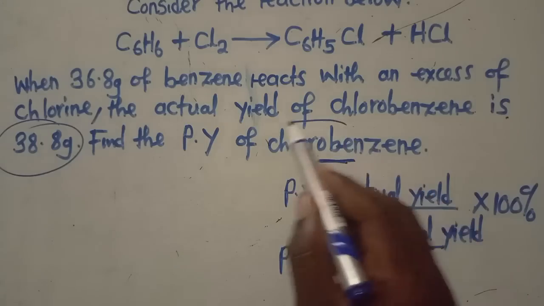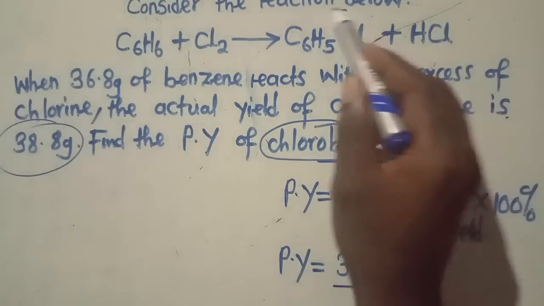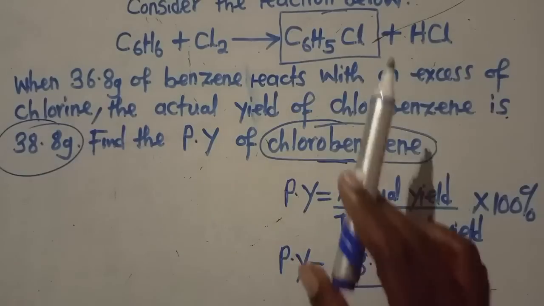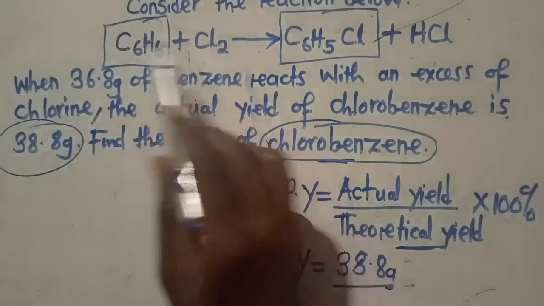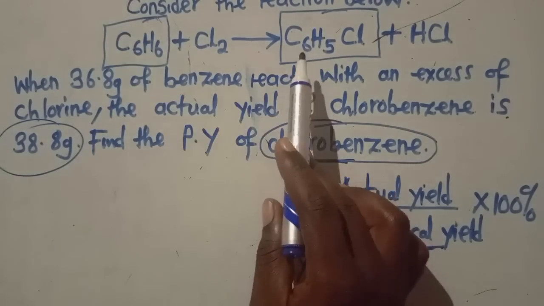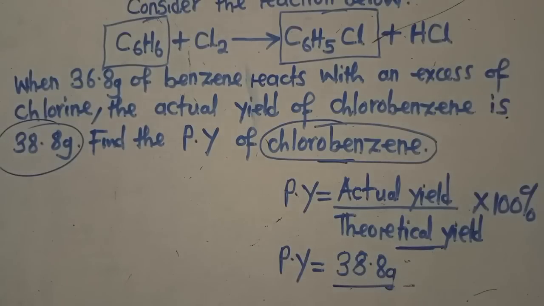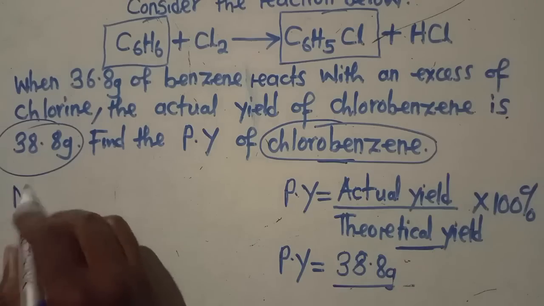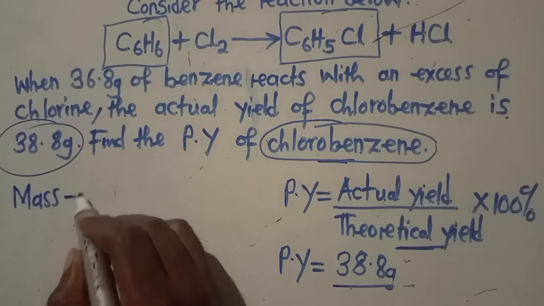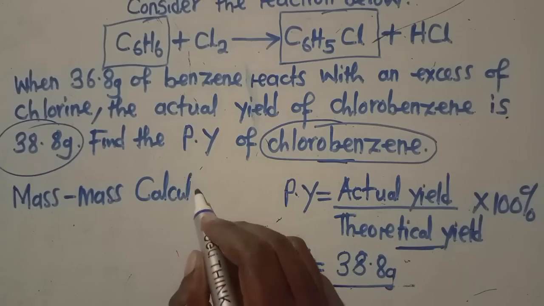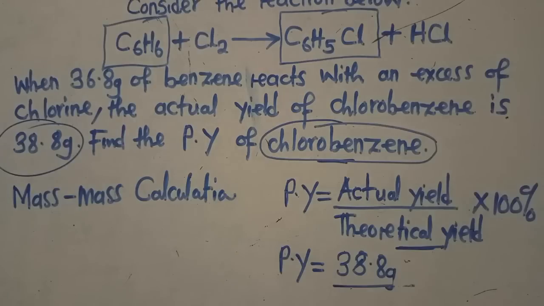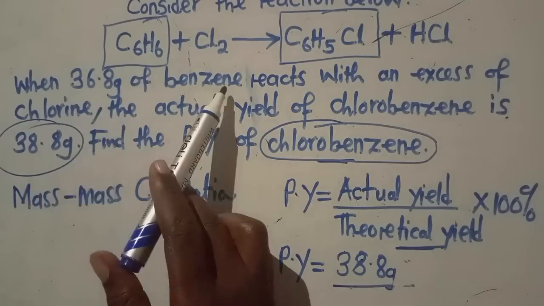So we want to find the chlorobenzene. Chlorobenzene, it is this one. We want to find the theoretical yield for that one. We are given benzene, which is here. So the relationship is just between these two. And the kind of calculation that is going to be put into consideration is what we call mass to mass calculation. I guess you remember this. So we get to use mass to mass calculation where we are given the 36.8 grams of benzene.